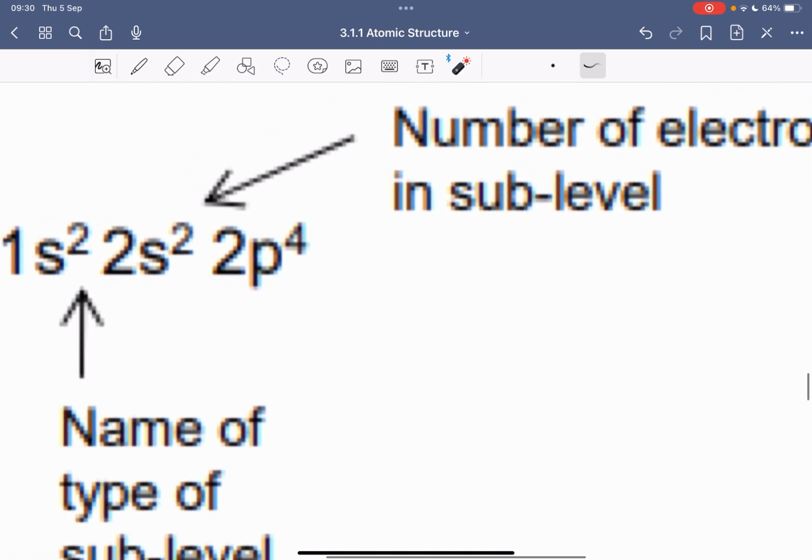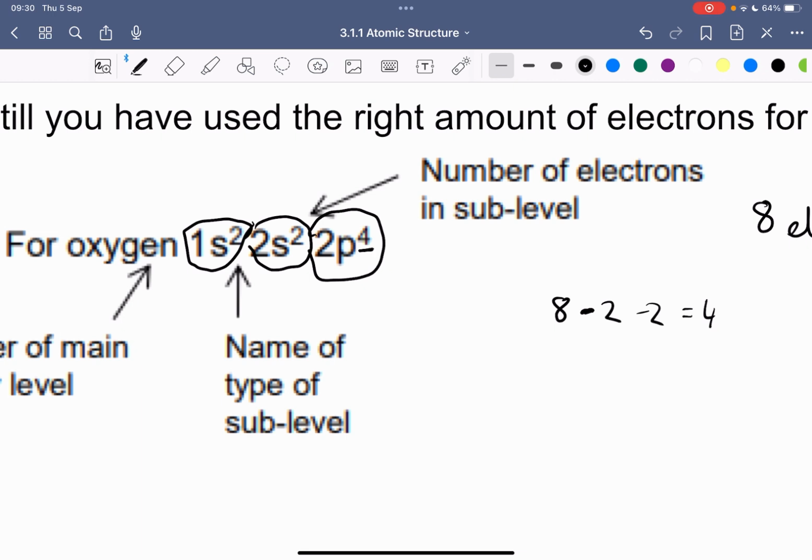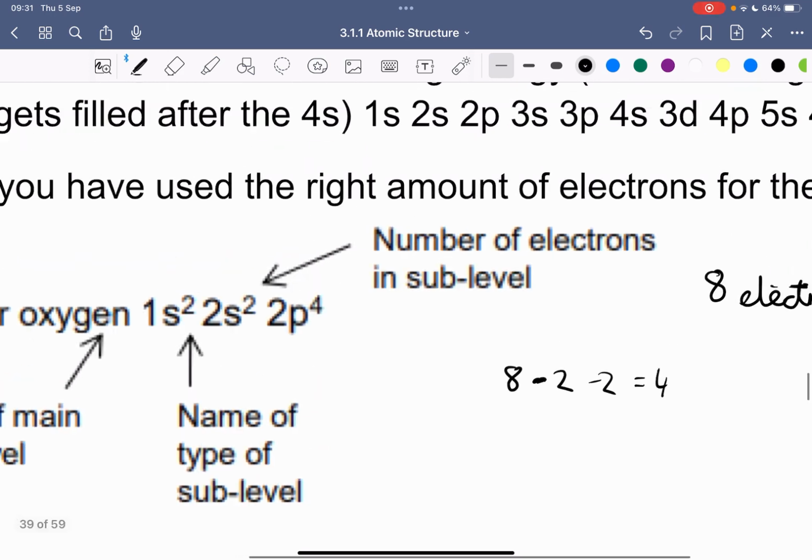The reason there are only 4 in this one, when we said before it can hold up to 6, is that oxygen only has 8 electrons. You take away 2 because there are 2 here, you take away another 2 because there are 2 here, and there are only 4 electrons left. This can hold up to 6, but since there are only 4 left, we only put 4. And that's how you write it. Your order is always 1s, 2s, 2p, then 3s, 3p, 4s, 3d, just like I've written down here.